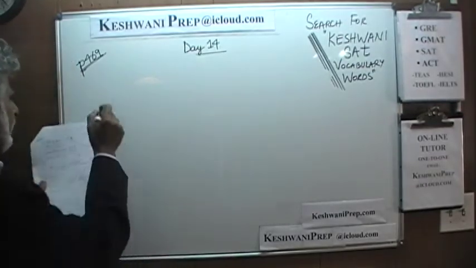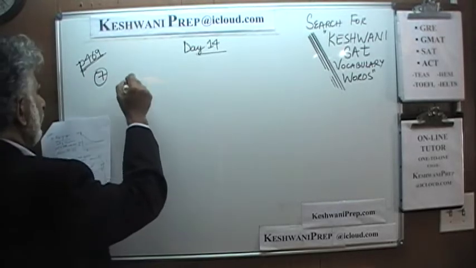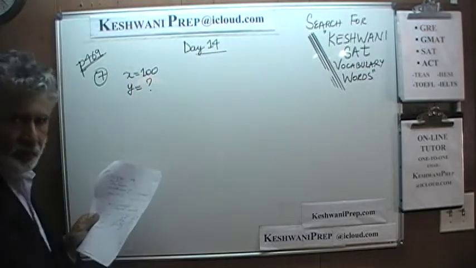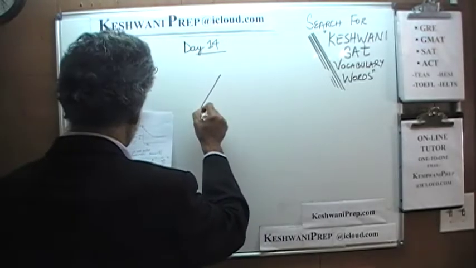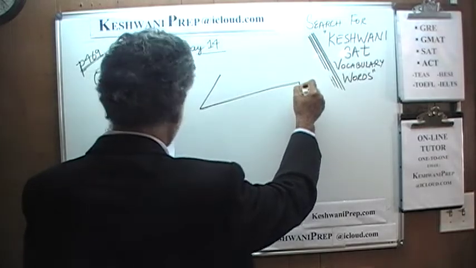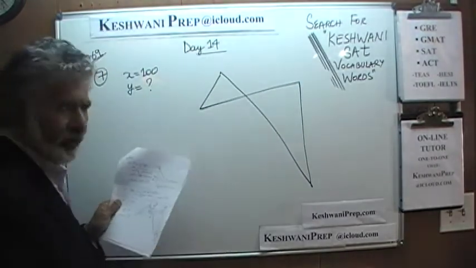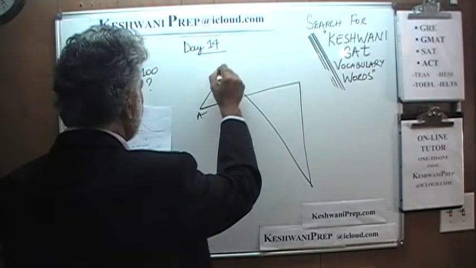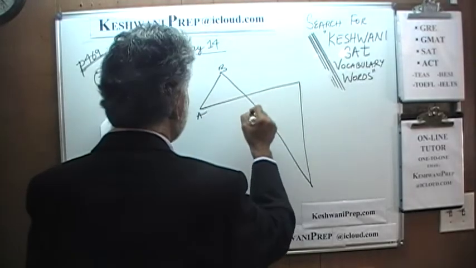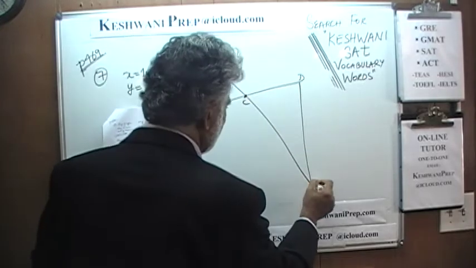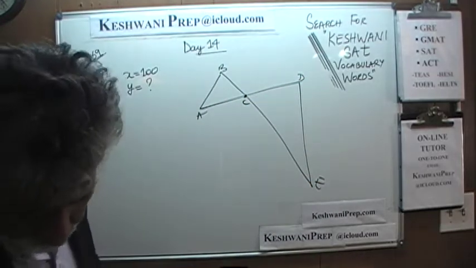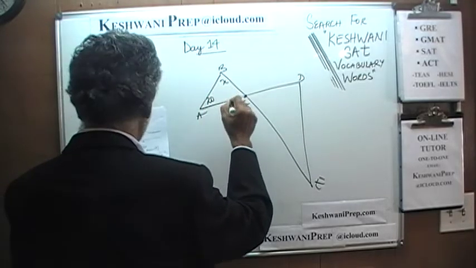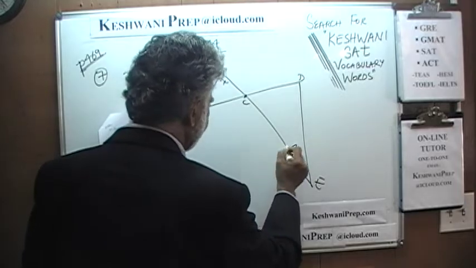Number seven is a very straightforward geometry question. We are told that x is equal to 100, and the question is how much is y. And here's the picture that is given to us. Something like this. Okay, that's close enough. So here is A, B. We don't need any of this mumbo jumbo, but this is what is given to us. And this we are told is 20 degrees. This is x degrees. And this is 40 degrees.